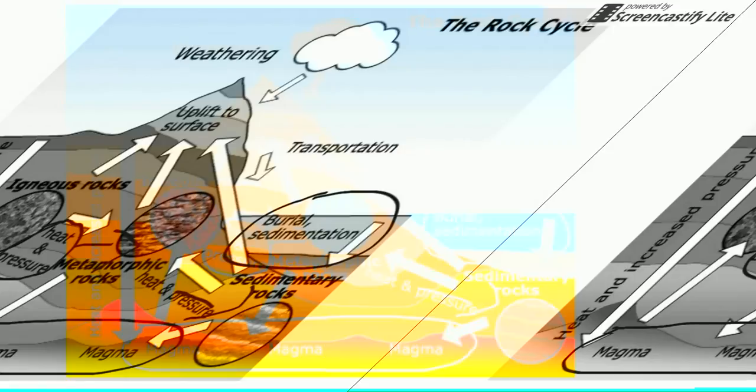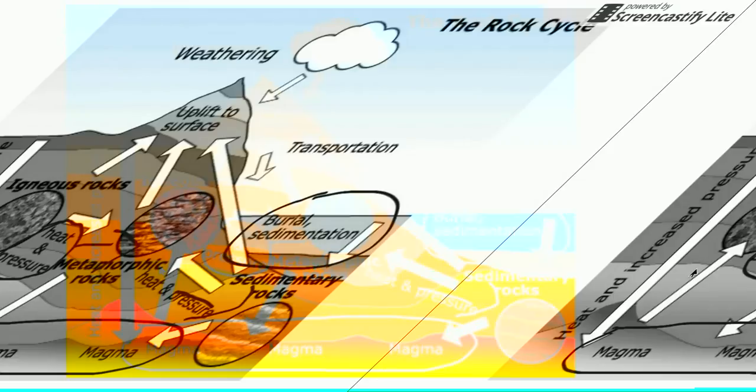If that metamorphic or igneous rock are uplifted to the surface and erosion and weathering occur, this is where we can then end up with that sediment that becomes that sedimentary rock. And you'll also notice that anytime that there's an arrow pointing down where there's melting occurring, it becomes magma again.